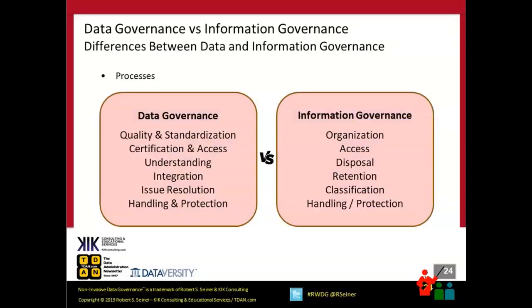In data governance, there are typically certain purposes that organizations use to implement their data governance programs. They're looking to improve data quality and data standardization. They're looking to certify data and give people quicker access to data, improve the understanding, and improve how easy it is to integrate data from one place to the next. They have a formal process in place for issue resolution so we can improve our data quality that way.